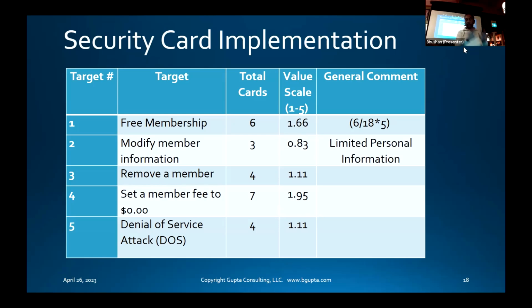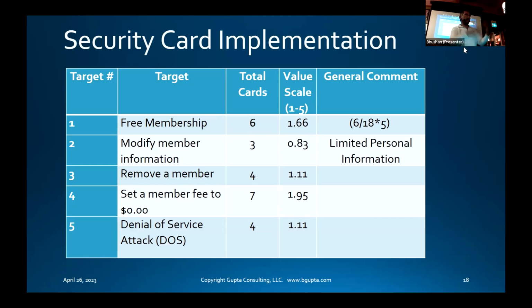So if I did that, no magic here. All I'm doing is counting how many cards. I had 2 sets of cards, which had total of 8 plus 10, 18 different items, and 6 of them applied for the first one. And so 6 over 18 is what I'm looking at, and I'm just scaling it to 1 to 5. So that's how I get that number. Okay, and I've done that for other targets as well. So this tells me which target is more important. In this particular case, I come up with set a member fee to 0.